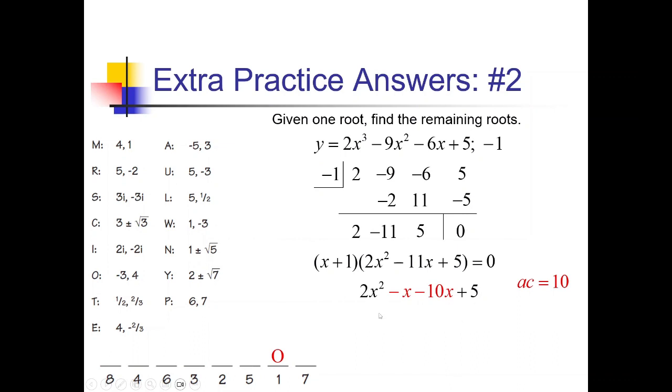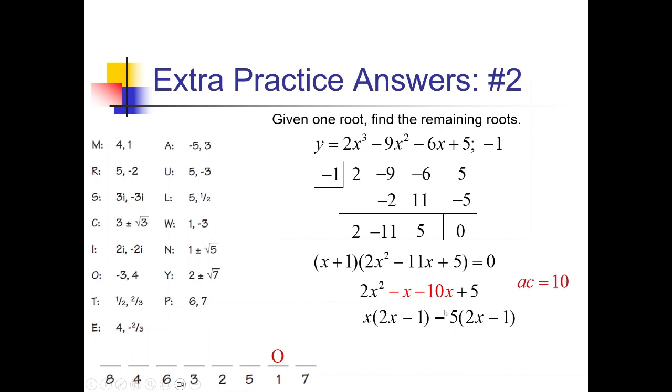Now we're going to do factoring by grouping since there are 4 terms. For common factors, I can take an x out of the first two. That leaves me with a 2x minus 1 inside there. For the last two, I can take out a negative 5, leaving me with a 2x and a minus 1.